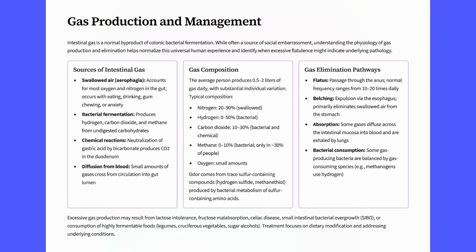Intestinal gas production and elimination is a normal physiological process. Gas sources include swallowed air, which contributes nitrogen and oxygen, and bacterial fermentation, which produces hydrogen, methane, and carbon dioxide.